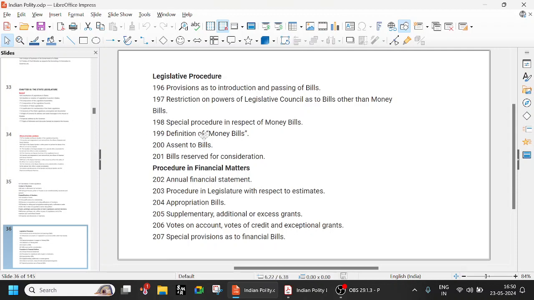In the Parliament we have seen Article 110. 200 is assent to bills, that is, the governor has to give assent to the bill which is passed by the state legislature. There we have seen 112 is the annual financial statement, that is the budget, right? Here in the state government, it is 202. There it is 112, here it is 202.